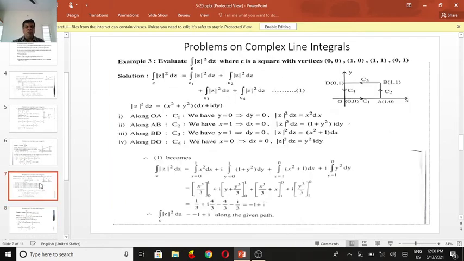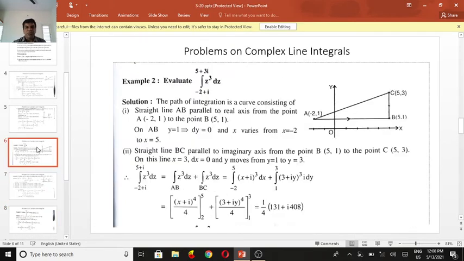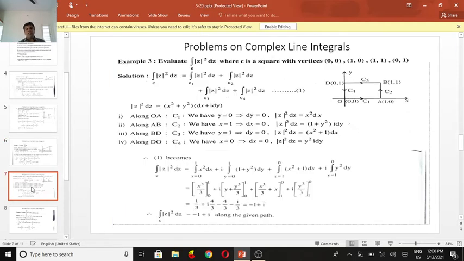Generally we come to one more problem regarding a curve made of two or three curves, if you make a square from C1, C2, C3, suppose. Evaluate the integral over C of mod z square dz, where C is a square with vertices 0, 0, 1, 0, 1, 1 and 0, 1.